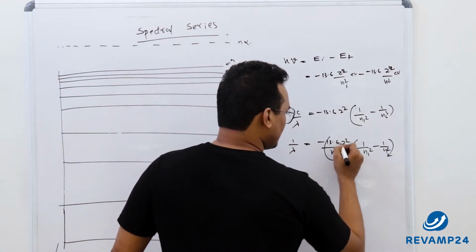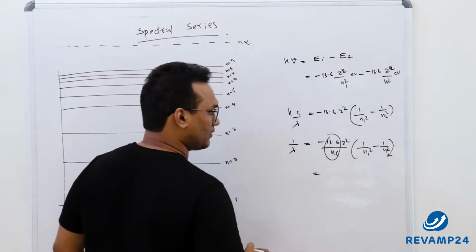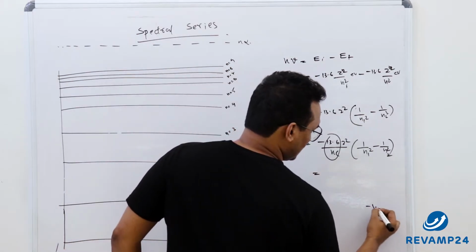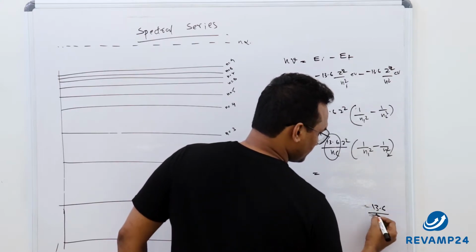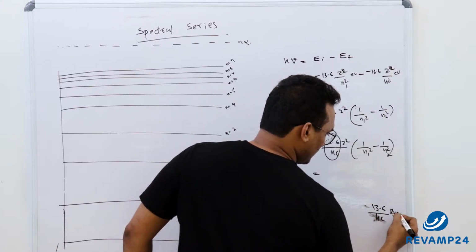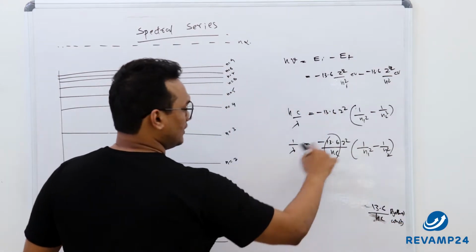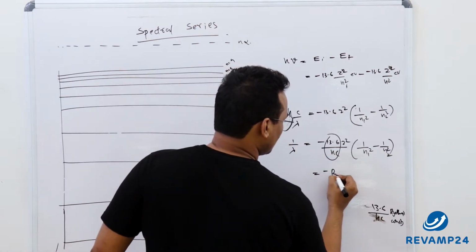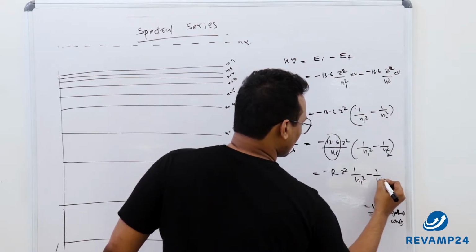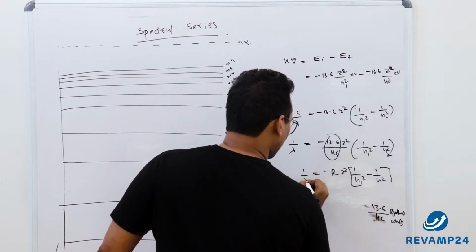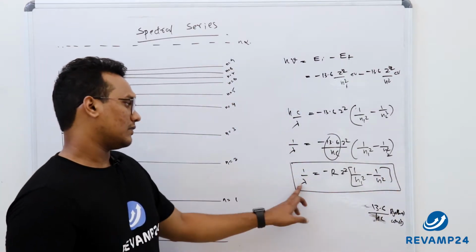Now minus 13.6 divided by hc is another constant. This is taken as the Rydberg constant. So I will change the equation to 1 by lambda equal to minus Rydberg constant into z square into 1 by n1 square minus 1 by n2 square. Now you can get the value of lambda.